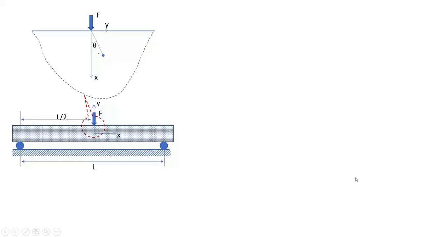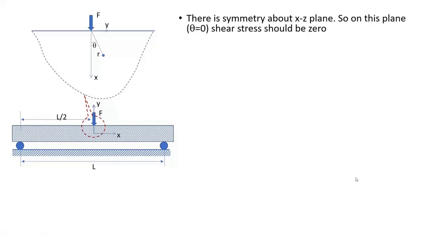Now let us look at the xz plane, or about the x-axis there is symmetry of load, material and geometry. So on this plane the shear stress should be 0.